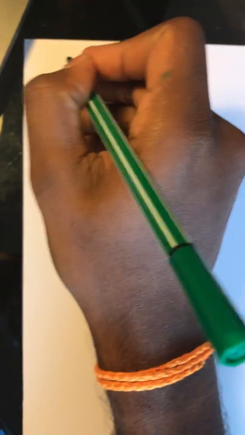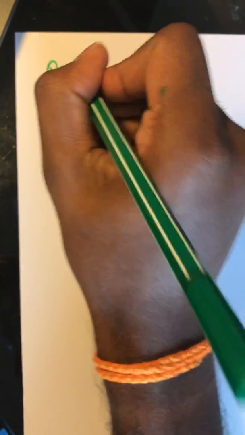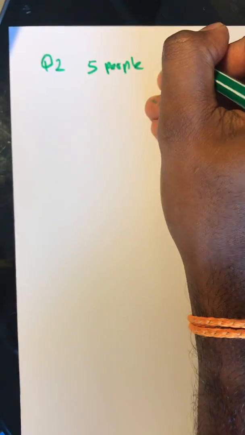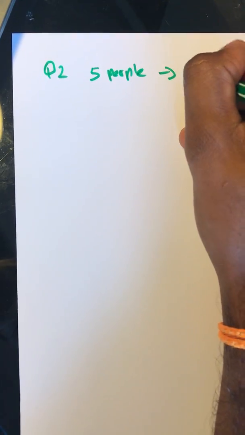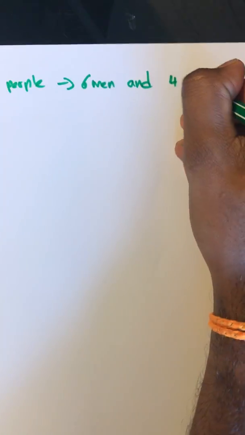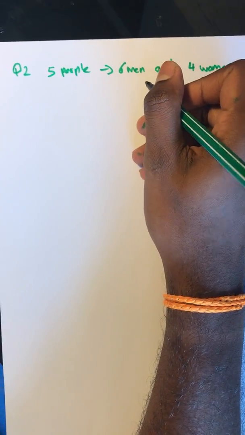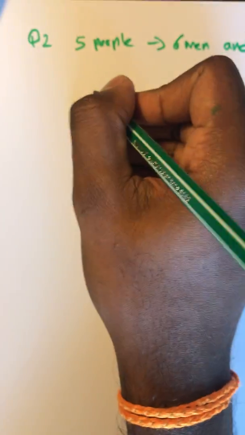Okay guys, so this video we'll be doing question number 2. Question number 2 mentions that a committee of 5 people is to be selected from 6 men and 4 women. I believe some of you remember how to solve this question and some of you might not, so I'll do a bit of recap and then we go into the question.